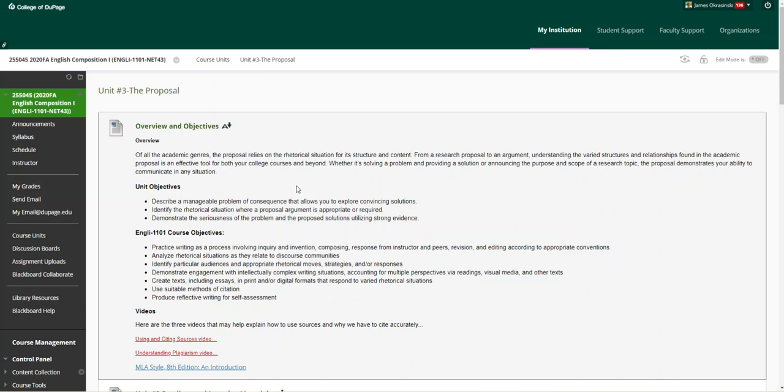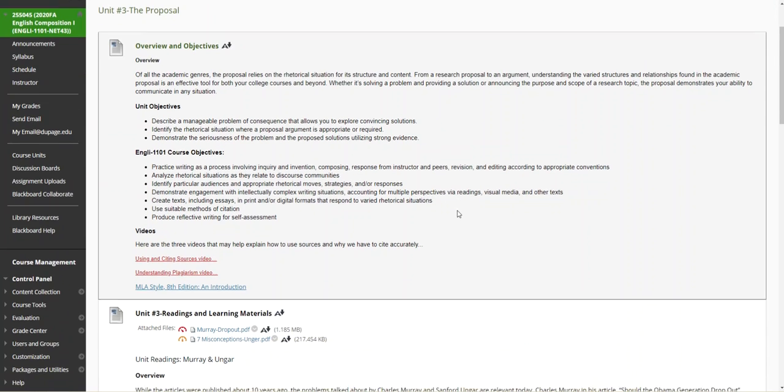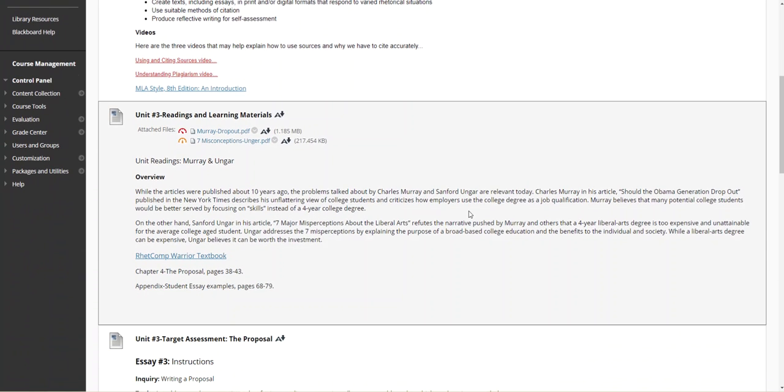So this particular essay, we are going to integrate sources. So be aware, we are using outside sources. I'll get to that in just a minute. So our readings and learning materials will be two articles. Charles Murray's article about should the Obama generation drop out, and then we have the 7 misperceptions of the liberal arts. The PDFs are attached here to the learning materials, and I have a brief explanation of those two.